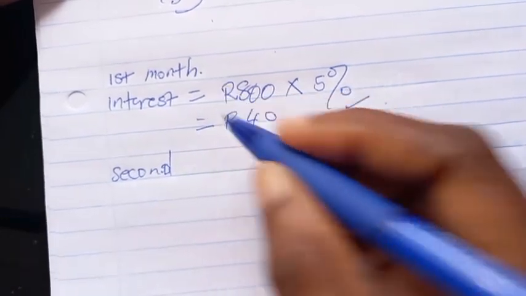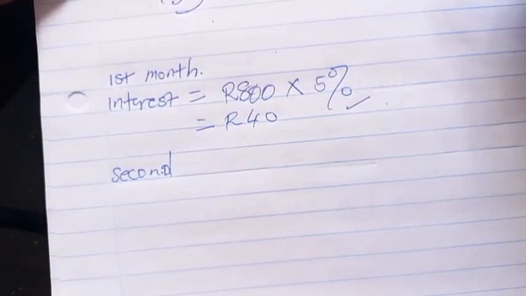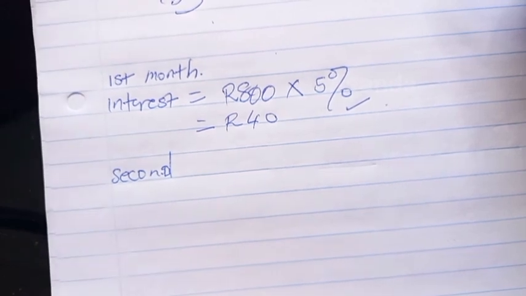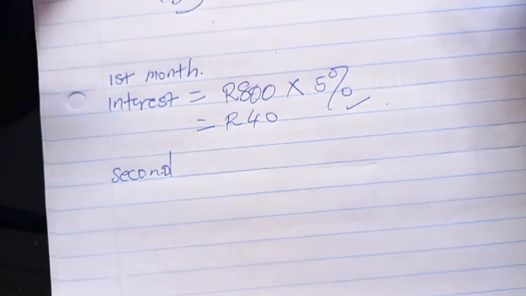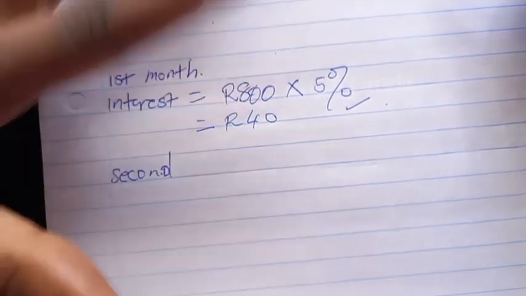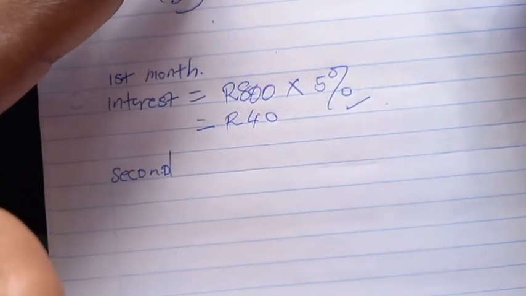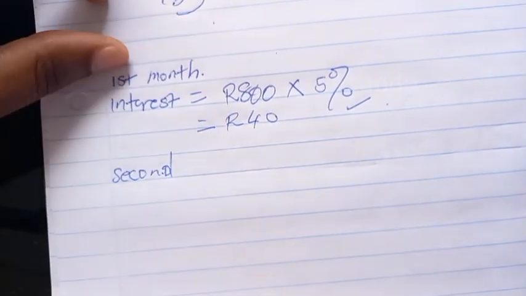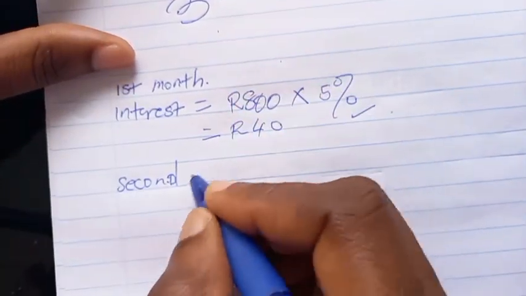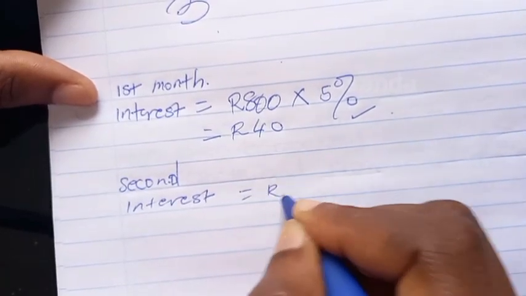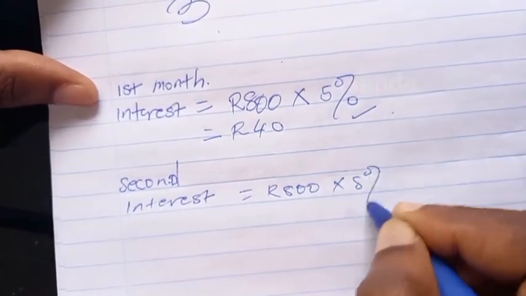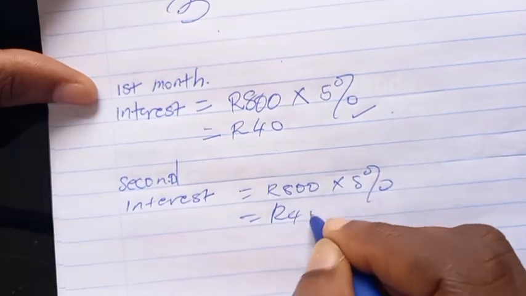Remember, we said that with simple interest, the interest is calculated on the loan amount or on the principal amount. So nothing's going to change. Every month when we calculate interest, we're going to go straight to the 800 rand. Okay, so in the second month, let's calculate the interest there. 800 times 5% gives us 40 rand, right?